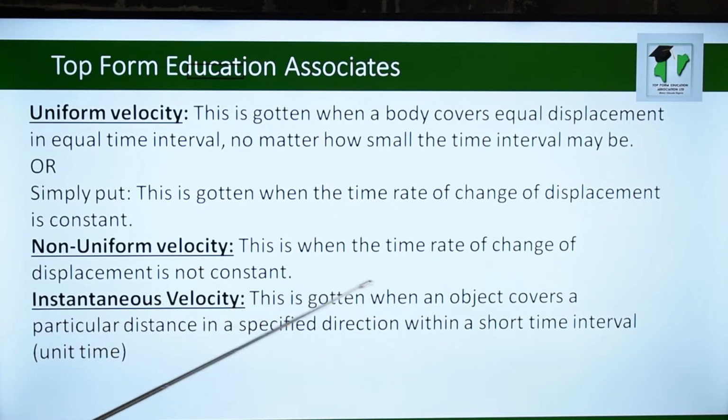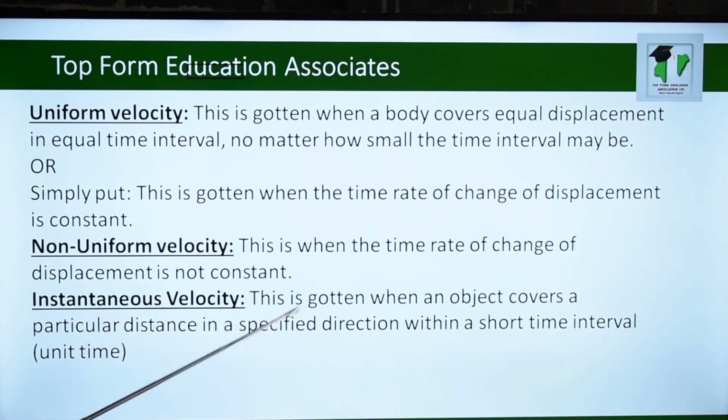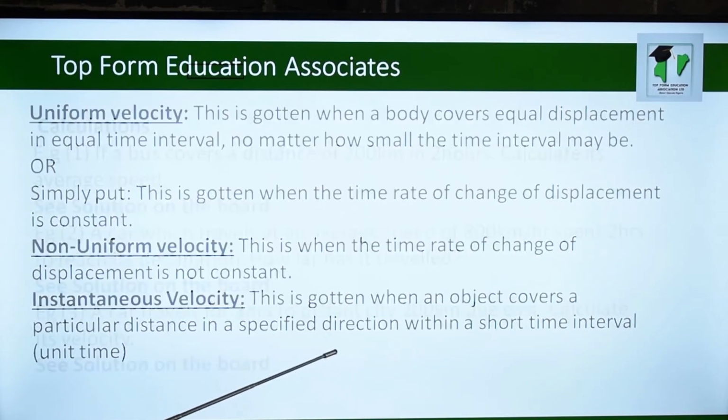The next is instantaneous velocity. This is gotten when an object covers a particular distance in a specified direction within a short time interval, or within a unit time, like as we said in that of instantaneous speed. The only difference here is that direction is what? Specified.